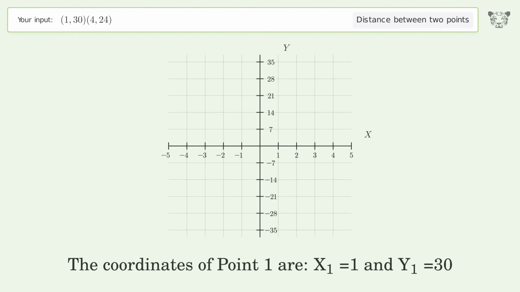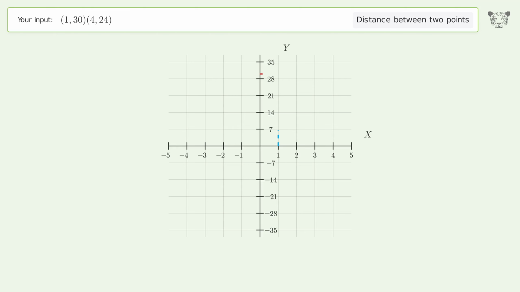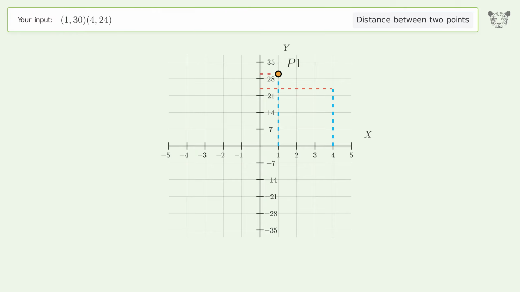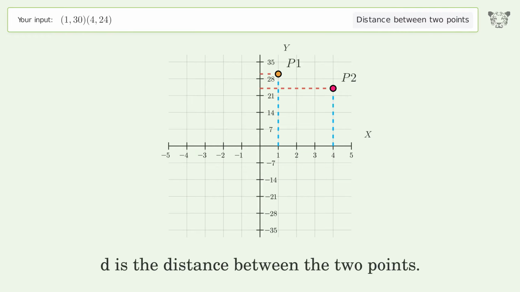The coordinates of point 1 are x1 equals 1 and y1 equals 30. The coordinates of point 2 are x2 equals 4 and y2 equals 24. D is the distance between the 2 points.